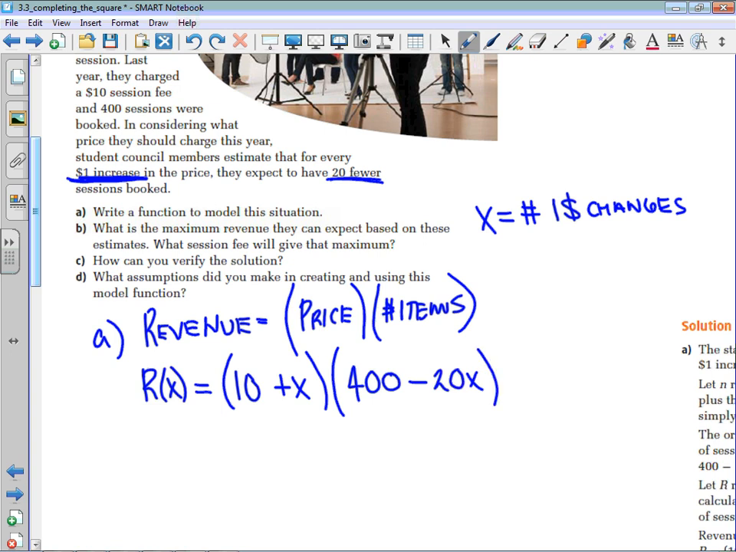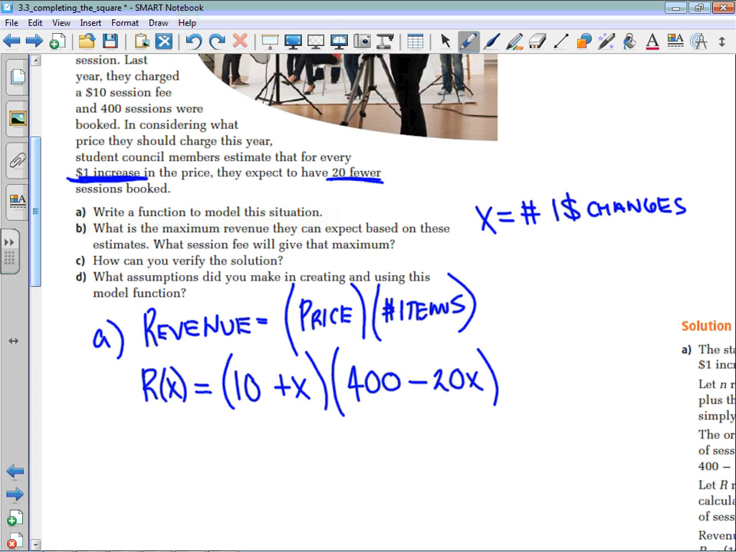Now, I would encourage you to make sure that your formula works. So let's say x is 2. So we've increased the price by $2. Well, the new price is 10 plus 2, so 12 bucks. That makes sense. And then because we're losing 20 sessions per $1 increase, we would have 400 minus 20 times 2, so we would only have 360 sessions. Because basically each time the price goes up, fewer people are willing to buy this service. So this is the function modeling the situation.